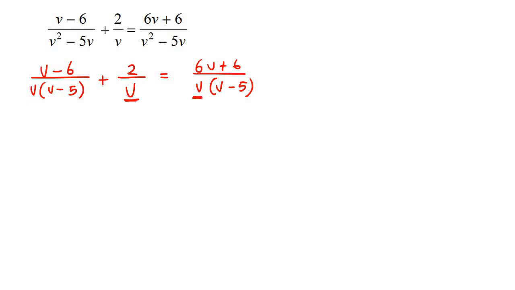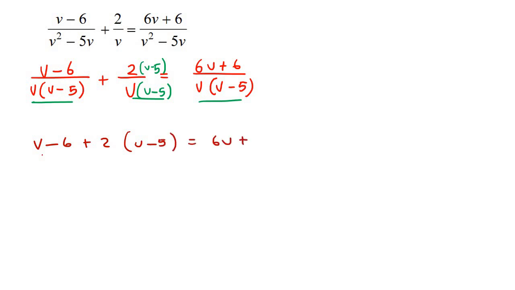So all that we really need to do now is multiply this one with v take away 5, or v minus 5. Because then, look, all the denominators are the same. And so now moving into the next step, we can just say v minus 6 plus 2, that's a different color, v take away 5 equals 6v add 6. We do not need the denominator written in because it's all the same. And so we can then say v take away 6 add 2v take away 10 equals 6v add 6.